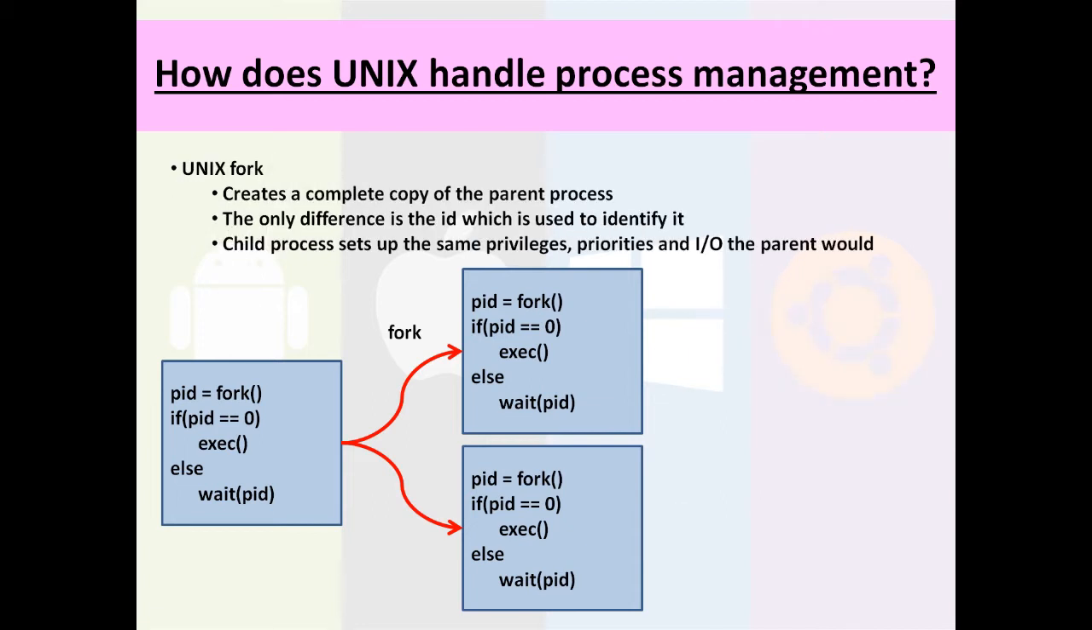So let's speak about just the fork component firstly. What does Unix fork actually do? Well, like I said, it creates a complete copy of the parent process. The only difference is the ID which is used to identify it. The child process is set up with the same privileges, priorities, and input-output the parent would have. The PID is a process ID, an identifier that indicates which process this is, and it is a unique identifier.